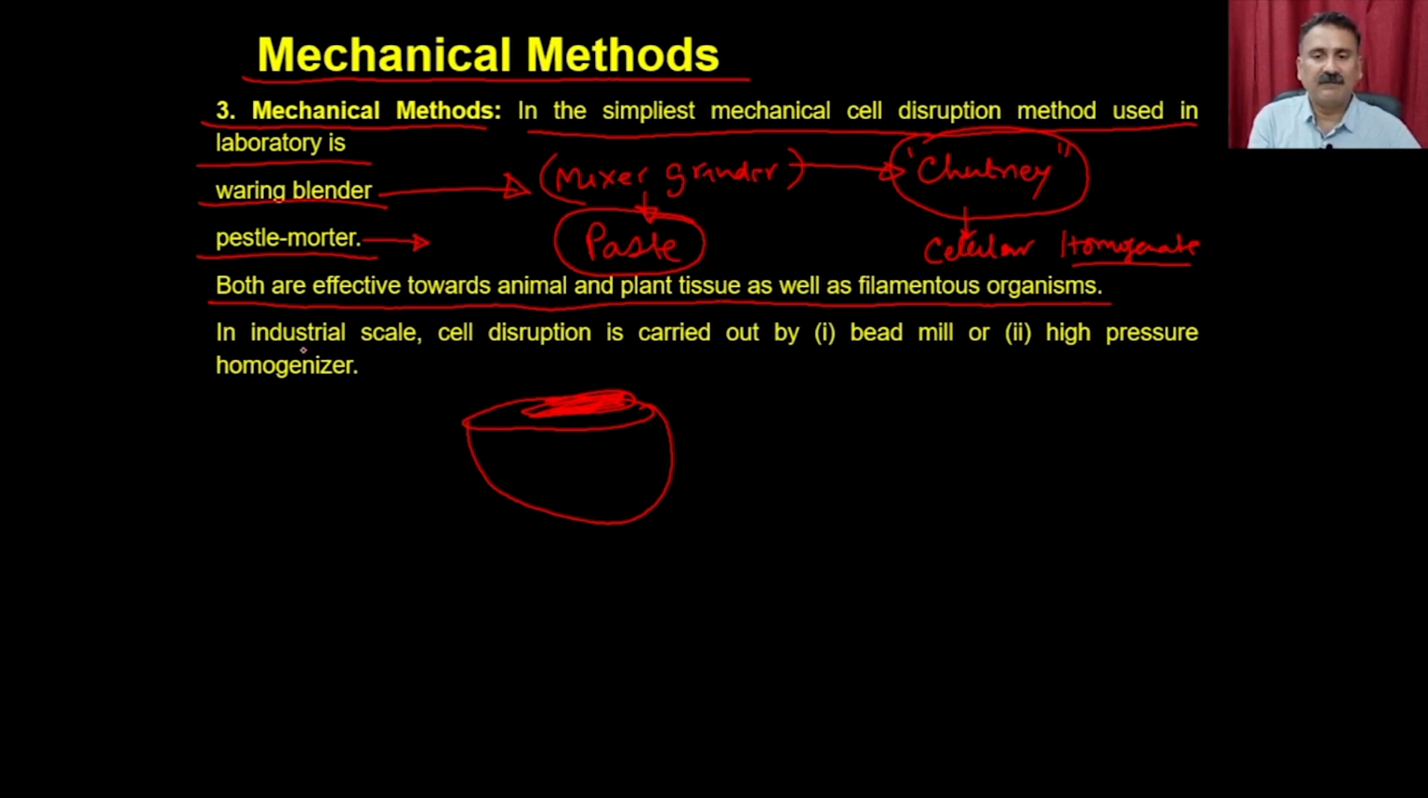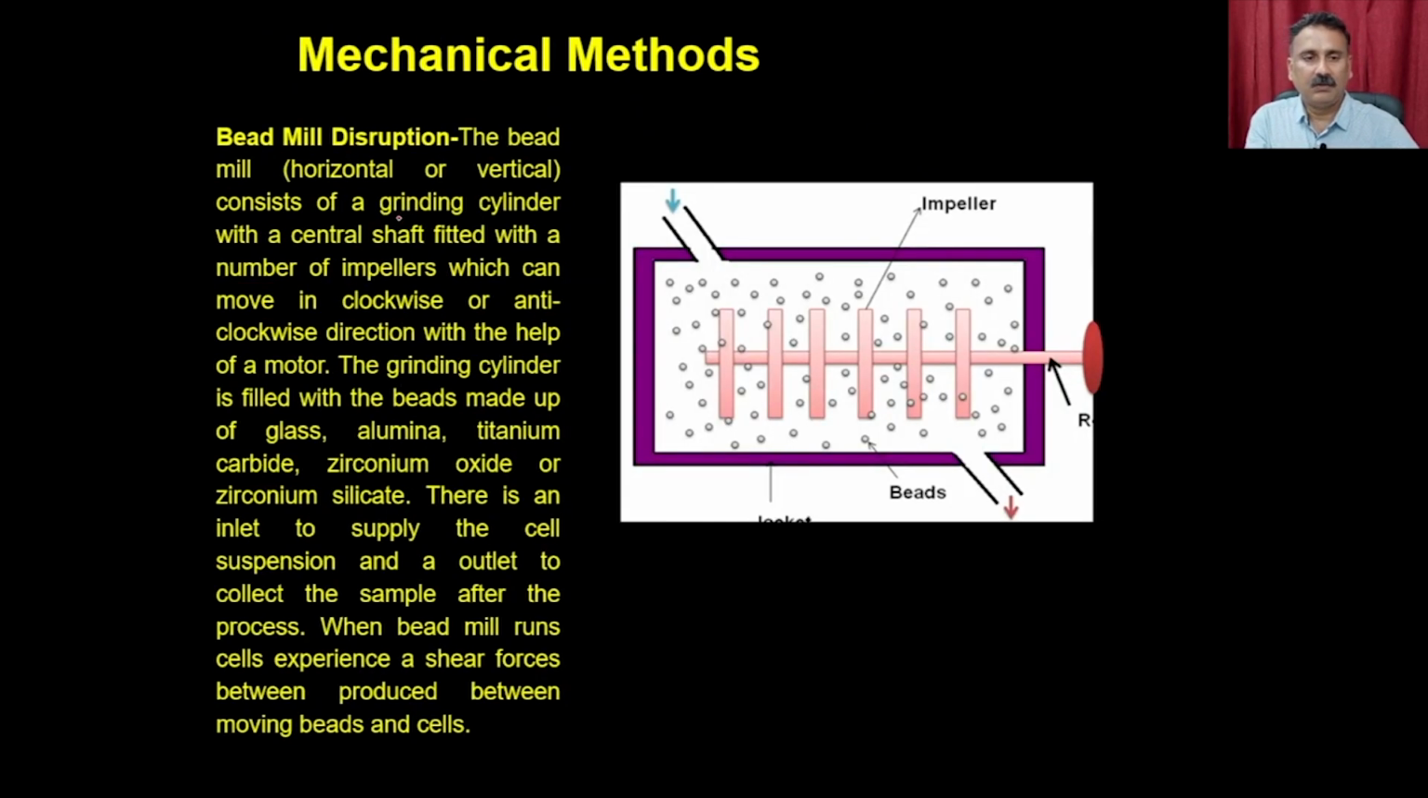So in those cases, you have to use the bead mill homogenizer or the high pressure homogenization. In a bead mill homogenizer, the bead mill can be either a horizontal model or a vertical model, which means the shaft can be on this side, or it can be this way, so that you have the shaft on this side. Either of these consists of a grinding cylinder with a central shaft fitted with a number of impellers.